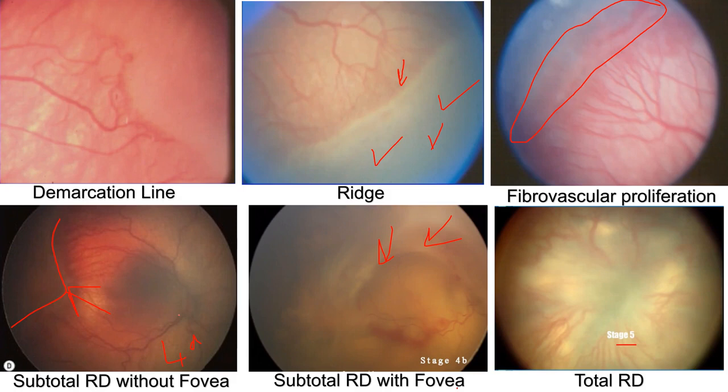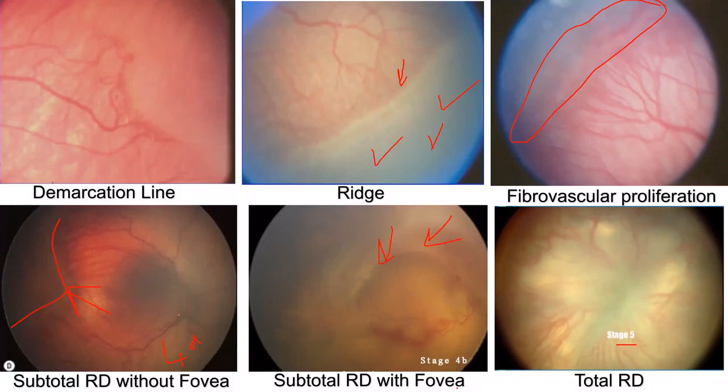Okay, so this is another classification. We talked about the zone classification, zone 1, zone 2, zone 3, and the stages classification, stage 1, stage 2, stage 3, stage 4, stage 5. There is another parameter, let's say it is a stage, but it can be added to any stage as a risk factor or a dangerous sign. It is called the plus disease. So we can say that it is stage 5 with or without plus disease, stage 4 with or without plus disease.